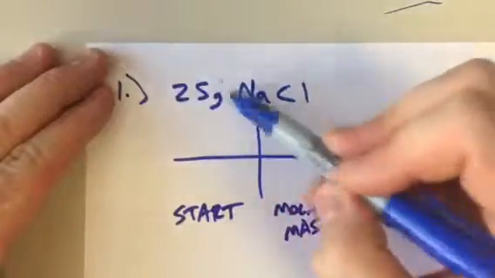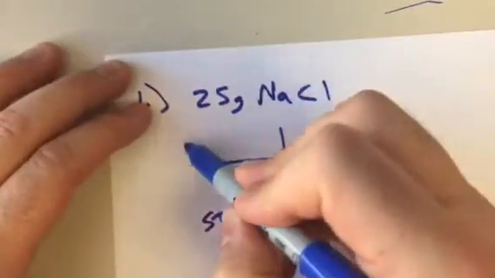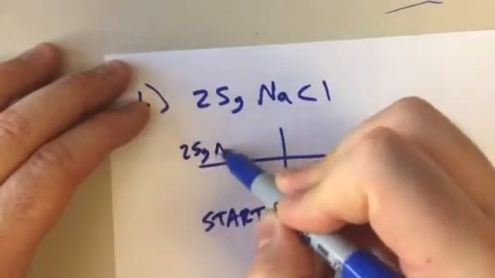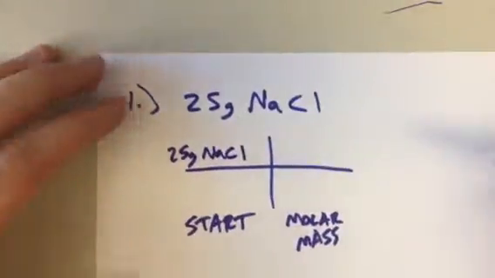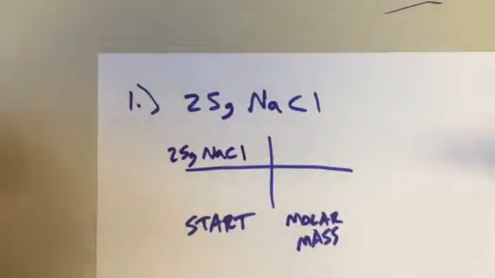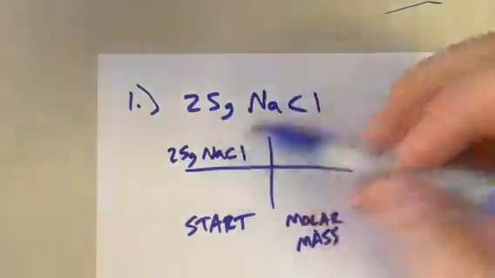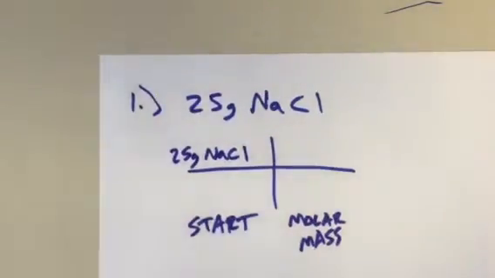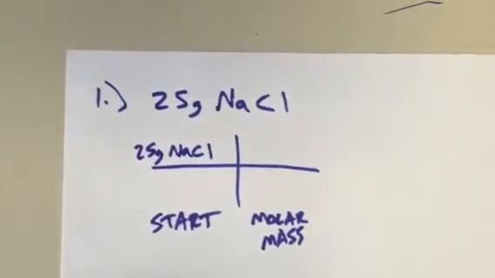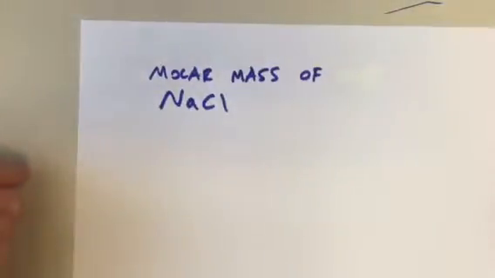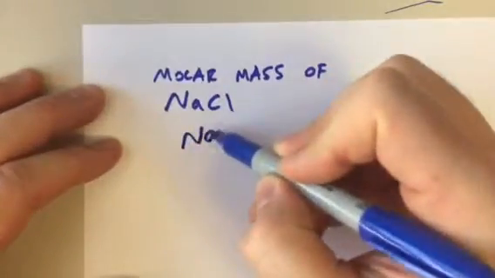So let's go ahead and get started. 25 grams of this substance is going up here. That's what you always start in. This is also called the given. That's what you're given for the problem. Now I need to find the molar mass of the element or the compound that's right here. So let's go ahead and flip this paper over if you're working with yours, and let's do the molar mass of this compound. You need it to move forward.